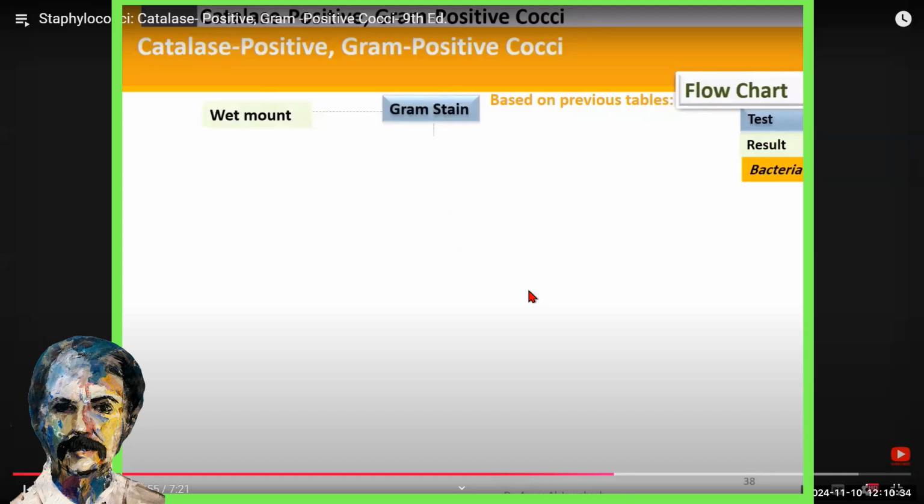So first, we make gram stain. It's good to make wet mount. What do I mean by wet mount? Just a slide, normal saline, or distilled water if you like, and under the microscope. Why do you think we do this?